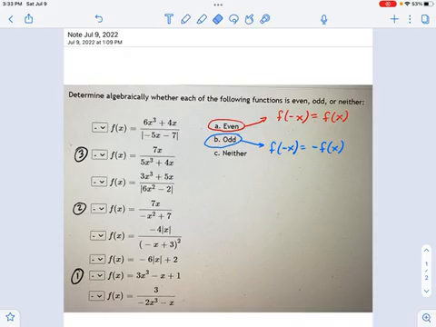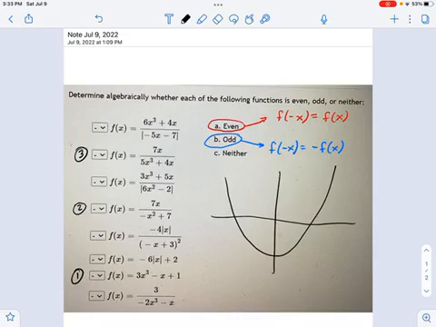And graphically, you can think of it as something that looks like this. Imagine a parabola. Okay, I've got a parabola right here. This is called even because whether I put in x equals 3 or x equals -3, I get the same result, y equals 0. That's an even function. It's symmetric about the y-axis.